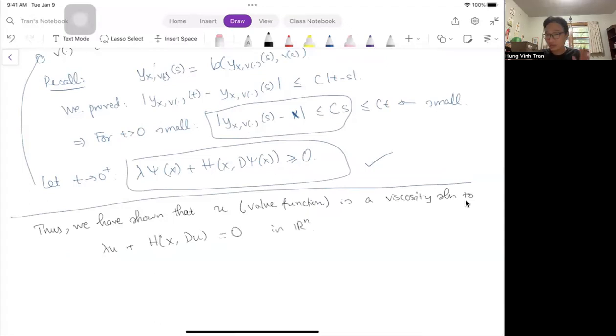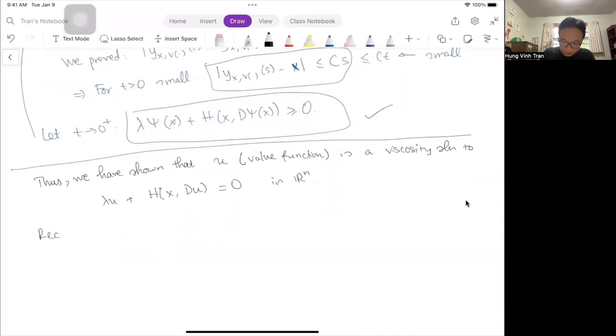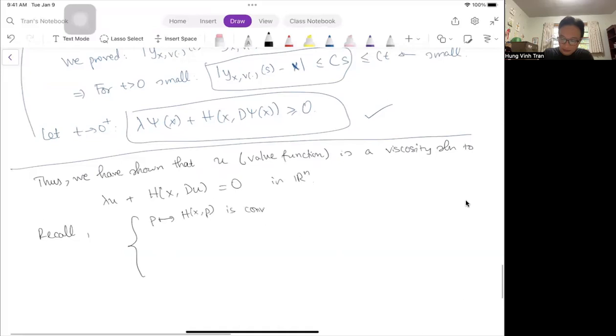Okay, we need to do a little bit more. I'll discuss this, but recall that we have the very important property of H, which is that p maps to H(x,p) is convex. Again, if you want, I can recall the formula here. It's a supremum of a bunch of affine functions in p, so it is convex in p. We also have checked that the Hamiltonian satisfies structural conditions to have uniqueness of the solution.